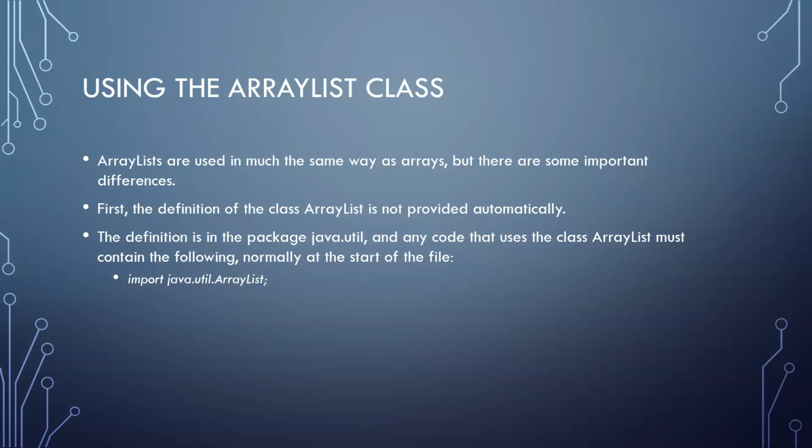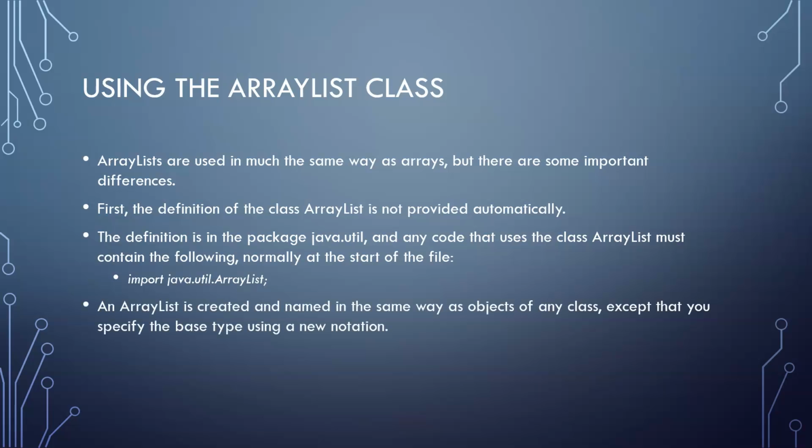Pretty simple. Now, ArrayList is created and named the same way as any objects of any class, except that you specify the base type with a kind of new notation. So, for example, ArrayList, and notice it's a normal bracket, not like what we're seeing in HTML, String, and then list equals new ArrayList String of 20.